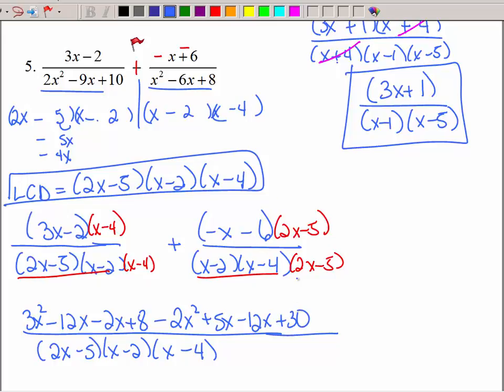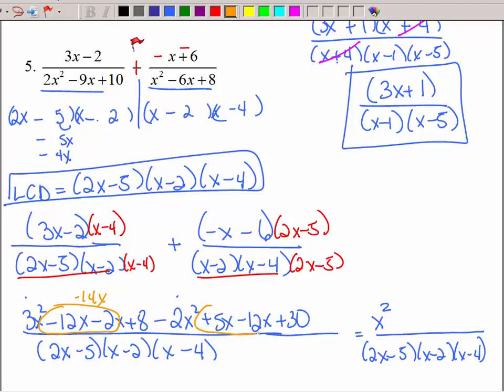So instead of making two separate fractions, just one big long one. All right, so now I can collect like terms. Again, writing that LCD. Okay, so 3x squared minus 2x squared is 1x squared. And all of that is negative 14x. And all of that looks like negative 7x, which combines as negative 21x. Then 8 plus 30 is 38.